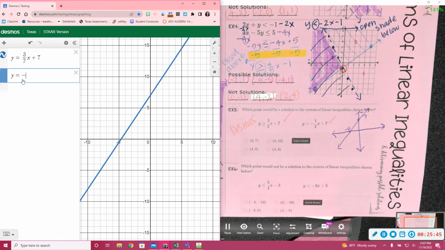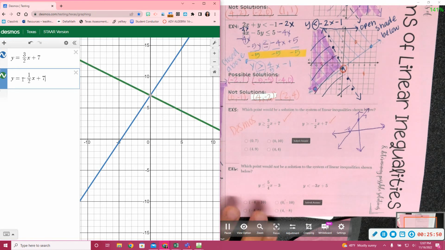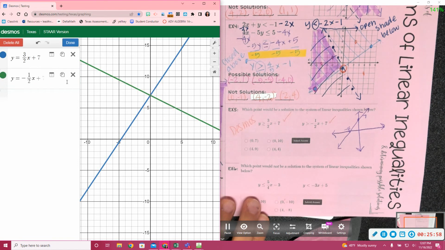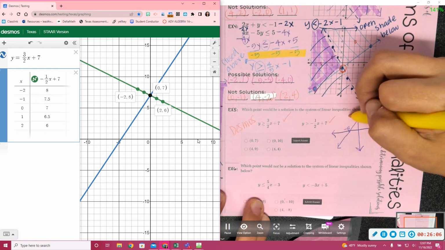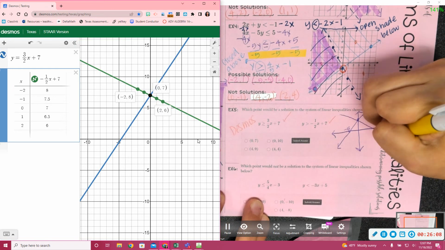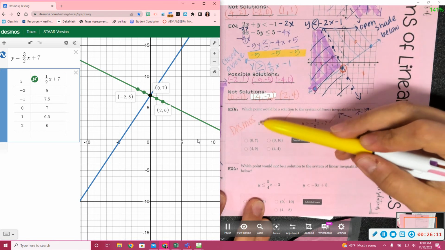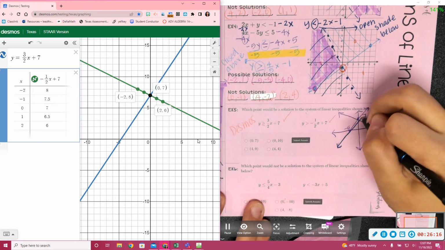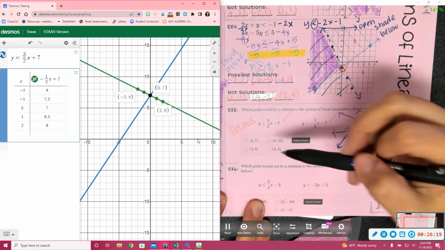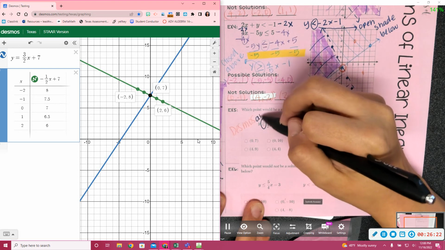And then we have y equals negative 1/2 x plus 7. Let me bring up the table for that one. So like negative 2.8, 0.7, 2.6. So something like this. This one, our first one that we did, and I probably should have done it in a different color. This one right here is shade above.